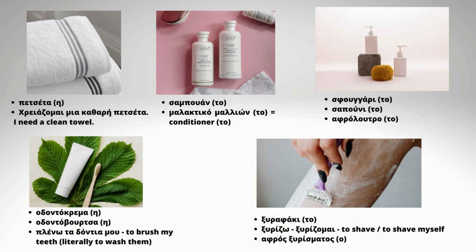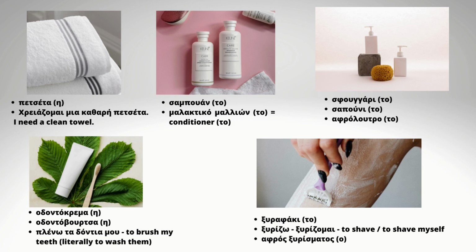So if you want to say that you shave something, for example your legs, you will say ξυρίζω. Ξυρίζω τα πόδια μου. I am shaving my legs. Or if you want just to say that you shave yourself, you will say ξυρίζομαι. This means that I'm shaving myself.